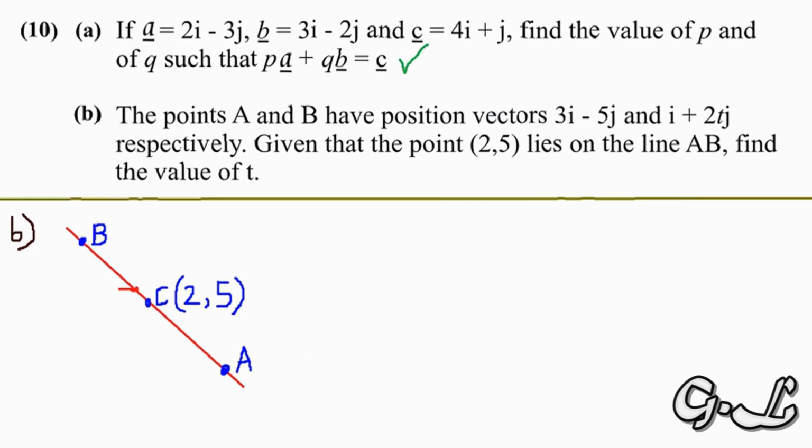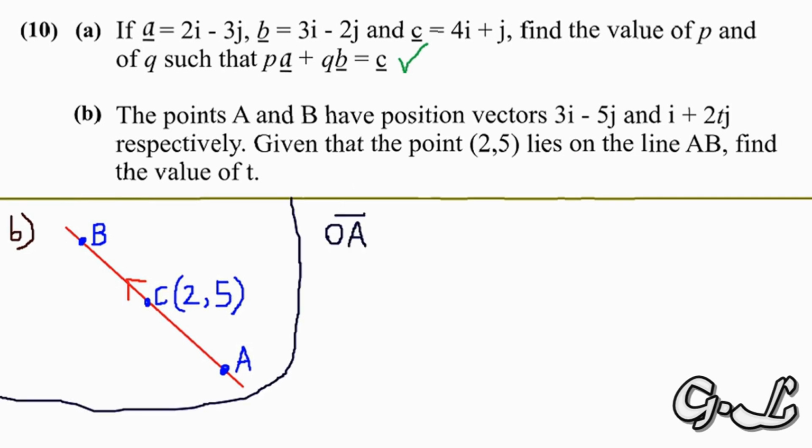Now we don't know the direction, if it was going from A to B or from B to A. We're going to assume that it was going from A to B. But if you want, you can also assume that it was going from B to A. What we're simply going to do is get the position vectors.